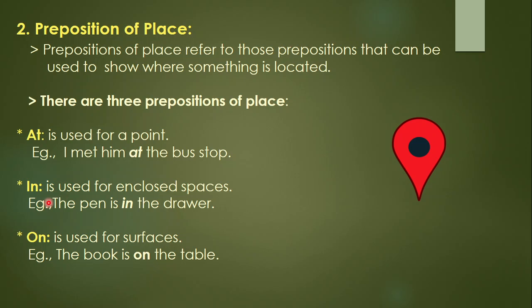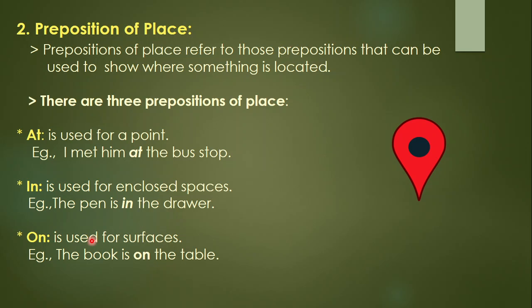Next one, in. In is used for enclosed spaces. Okay, enclosed, an overall covered place. For example, the pen is in the drawer. Drawer. So in the cupboards, on the tables we have the drawers. Okay, the pen is in the drawer. Right. If somebody asks you where the pen is, if you have already kept it in the drawer, you have to say the pen is in the drawer.